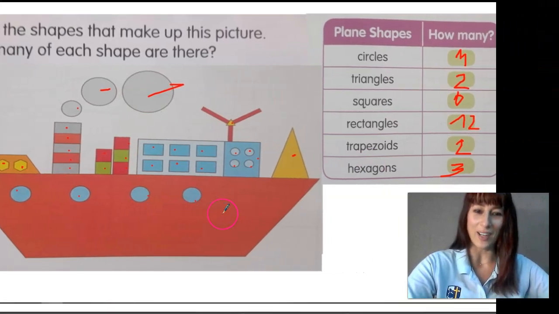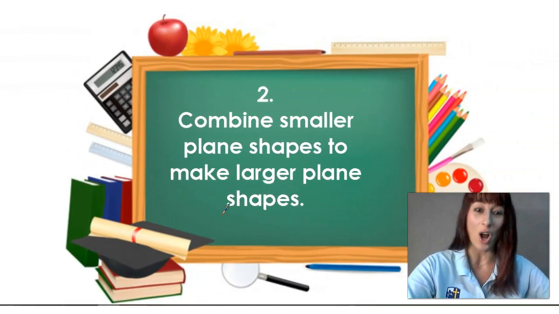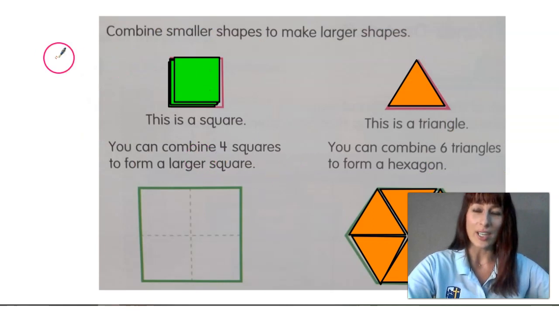Now, I think we are ready now to move on and learn about combining smaller plane shapes to make larger plane shapes. Let's see what this is about. So as you can see here, you have a square, okay? And it's telling us that we can combine 4 squares to form a larger square. So we had a little sneak peek about that earlier. So this is what it's about.